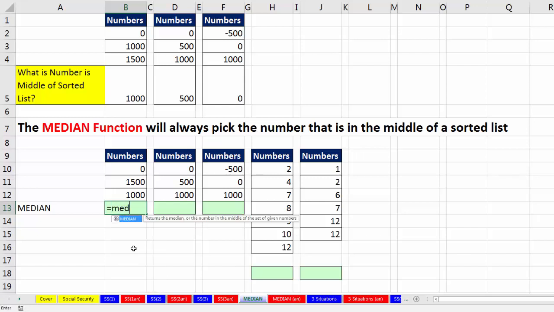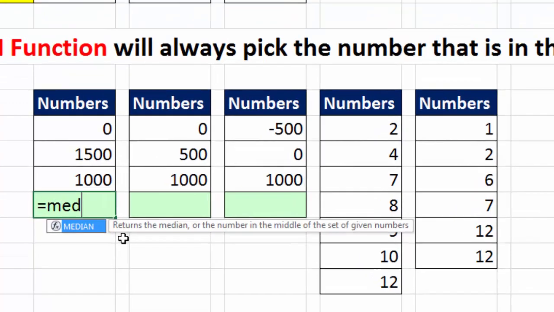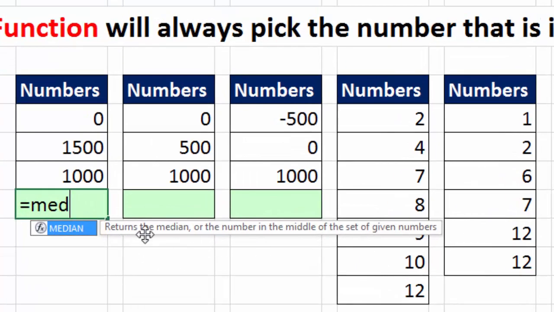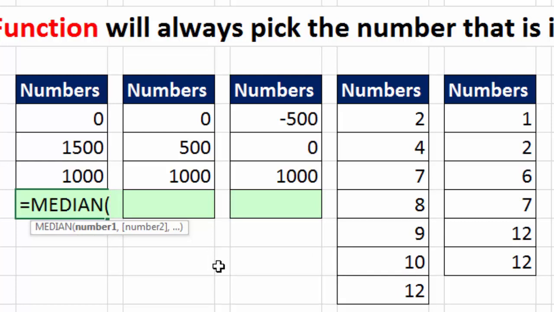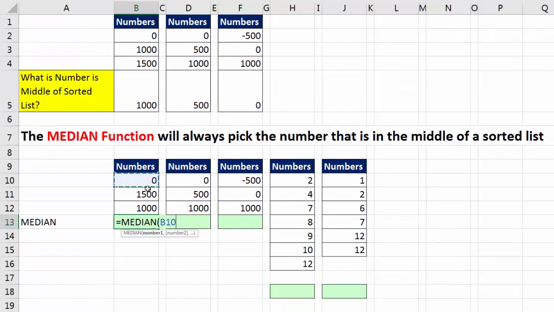So let's look at the median function. And in fact, let's read the screen tip here. Returns the median, or the number in the middle of a set of given numbers. That is amazing. I can't believe there's a function that does exactly what we want. I highlight. These are not sorted. Close parentheses, Control Enter, but no problem. It picked out the one in the middle.